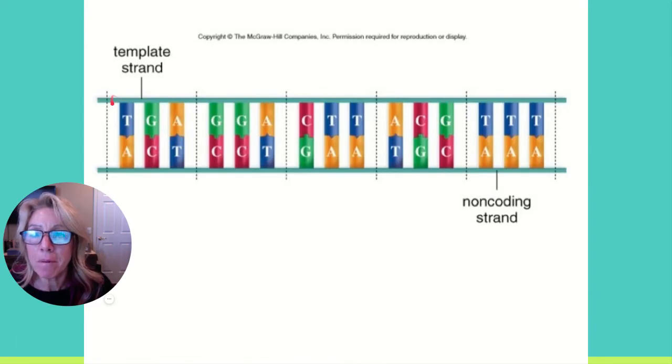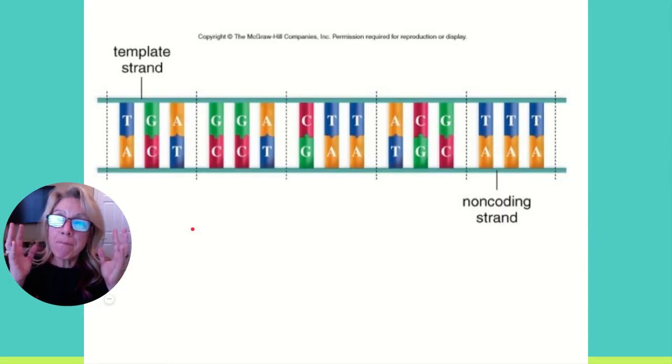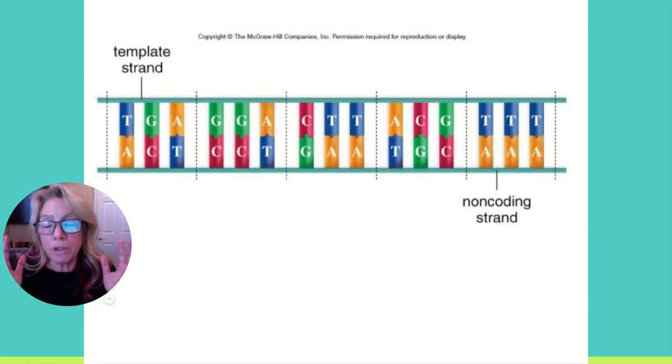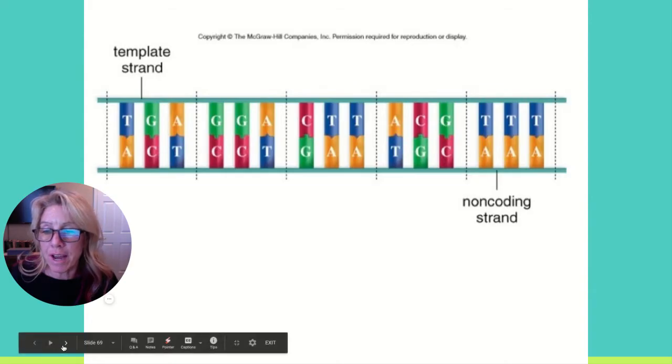Here's the DNA. Remember, we talked about the template and the non-coding strand. And look at the base pairing in the DNA. If you were going to make more DNA, this DNA would unwind, unzip, and both strands could be used to make more DNA. But when you're doing transcription, you just use the one strand, right? Because you're making single-stranded RNA.